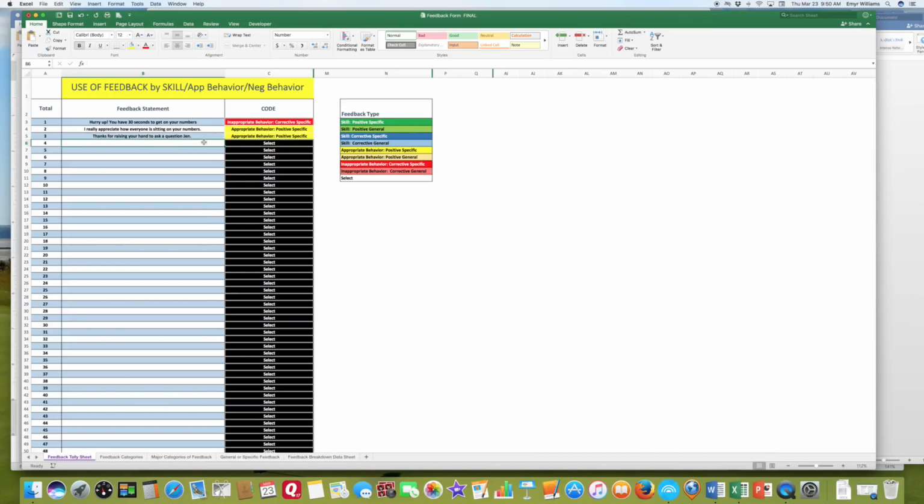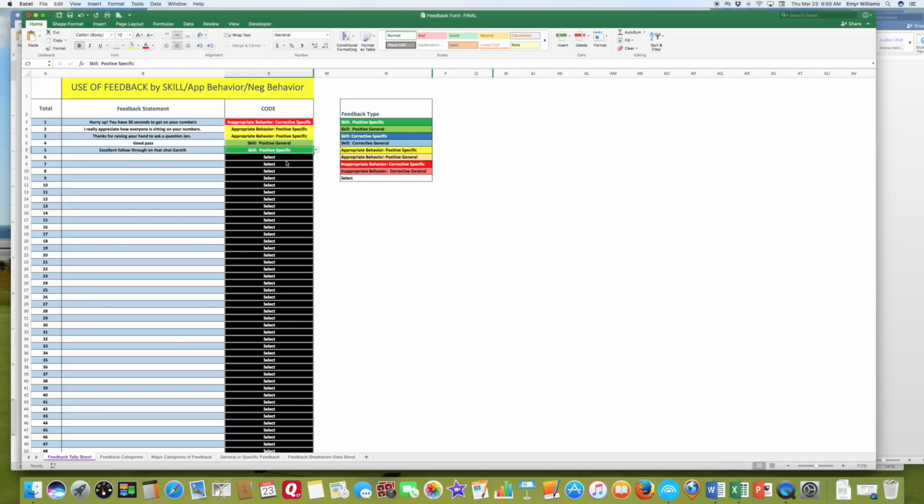And then we get to a couple of these. So good pass, that's related to a skill, but that's general. It's not as positive general. So as you can see here, as I select them, they color code. And then, excellent follow through on that shot. That's positive, but it's specific and it's related to skill. So positive, specific, skill.